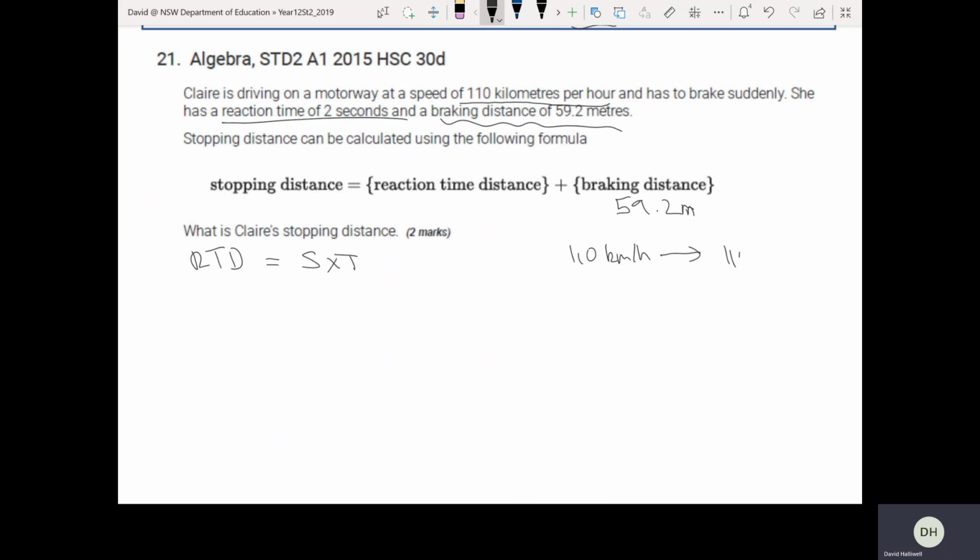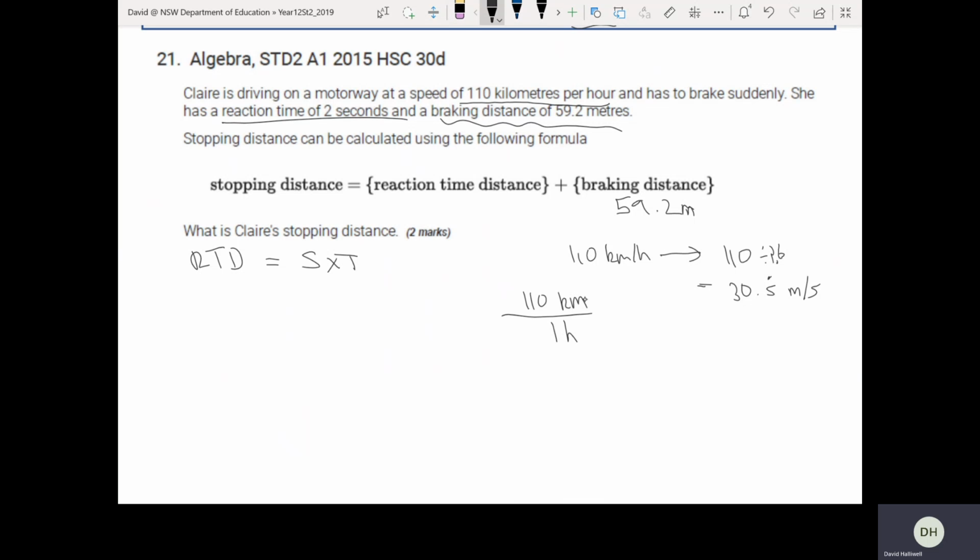You can either remember divide by 3.6, and if you divide 110 by 3.6, you'll get 30.5 repeater. Can either remember that, or I find it hard to remember that particular number, or if you find it hard to remember the number, change 1 unit at a time.